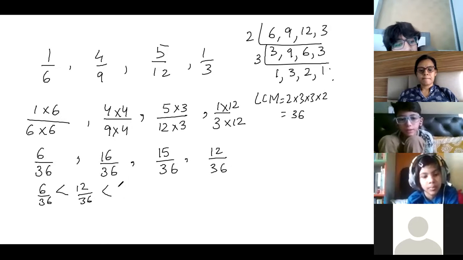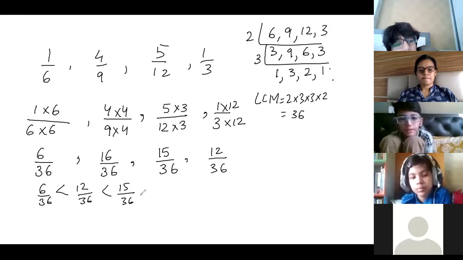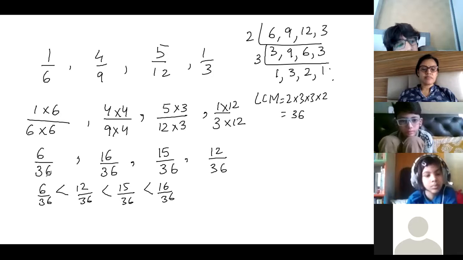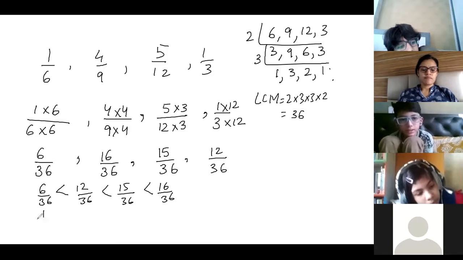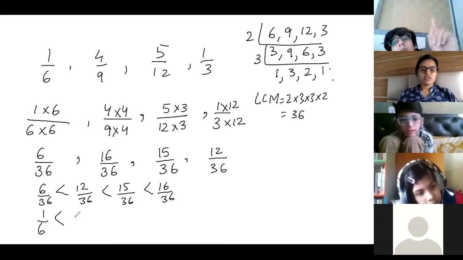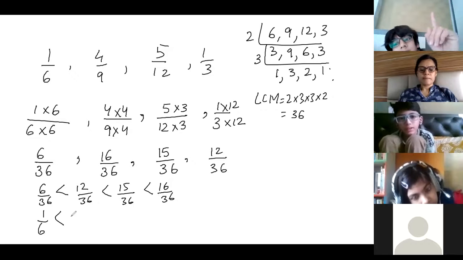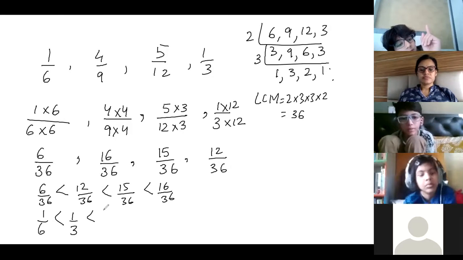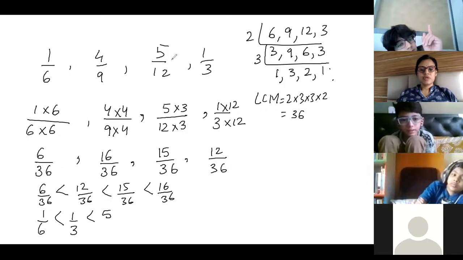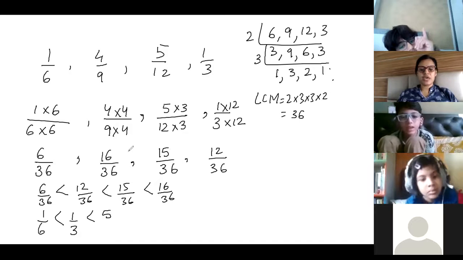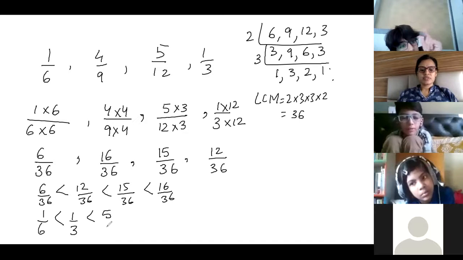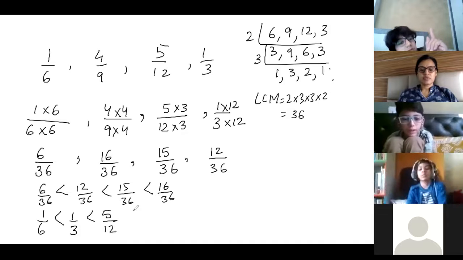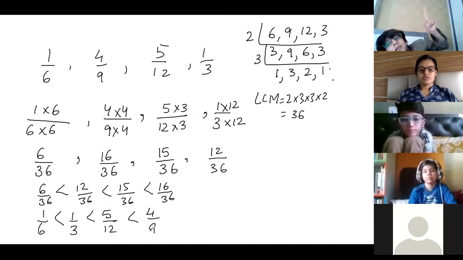Then it will be 15 by 36. And then it will be 16 by 36. Now tell me, which one is 6 by 36? 6 by 36 is 1 by 6. Yes. Next one, 12 by 36 is 1 by 3. Yes. Next one is 15 by 36. It is 5 by 12. And then it will be 4 by 9. Yes. Now everyone, is it clear?